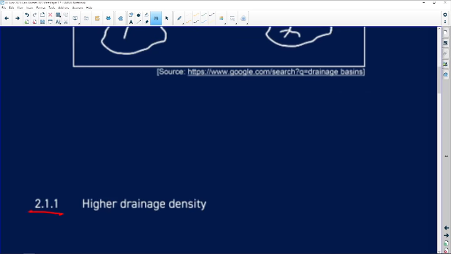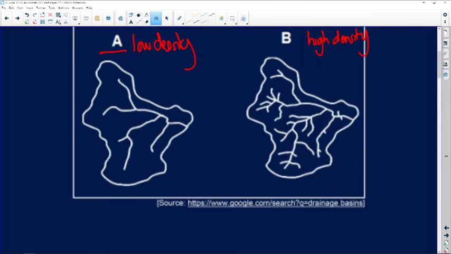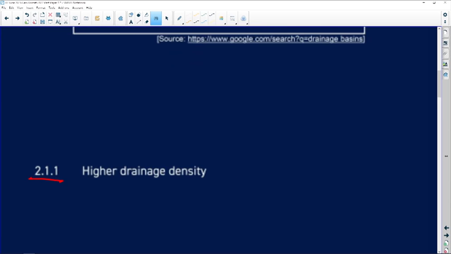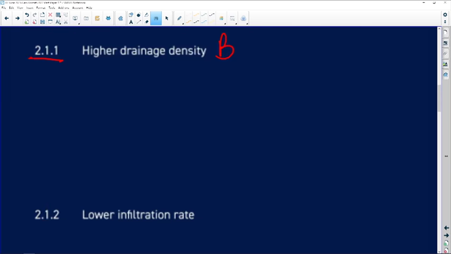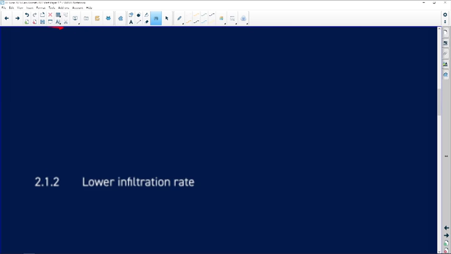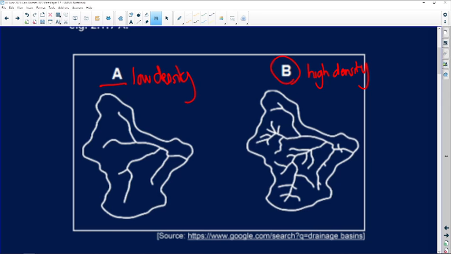2.1.1, the higher drainage density, what's it going to be? A or B? We already identified it as B. Why? Because we can see many rivers, many streams, many tributaries. So the correct answer will be B. Then if you look at question 2.1.2, a lower infiltration rate. So that means when the water infiltrates, right? Now, definitely B, because we can see more surface runoff.